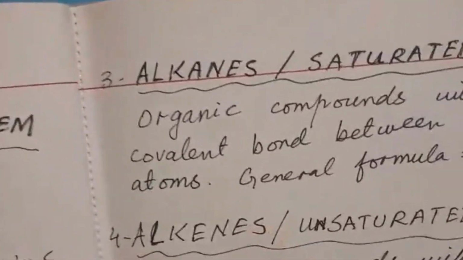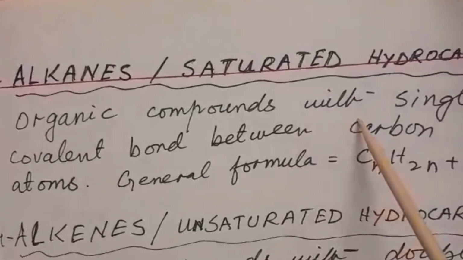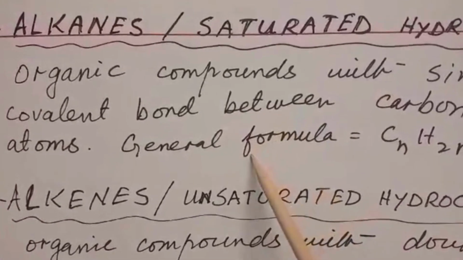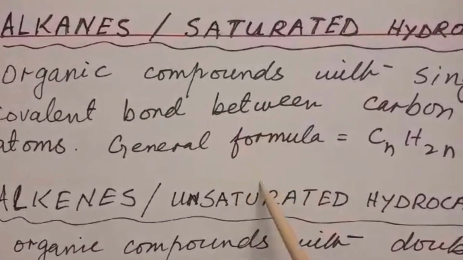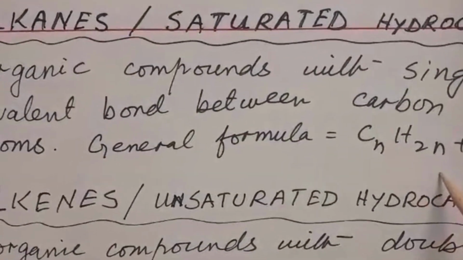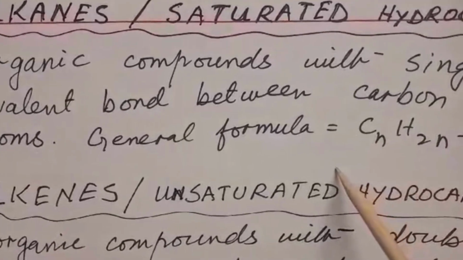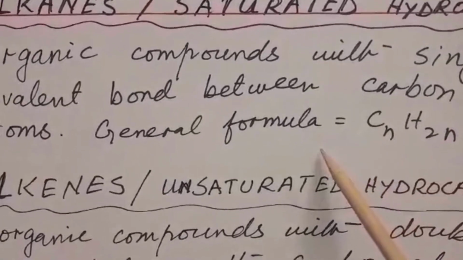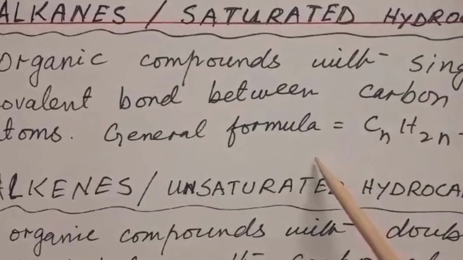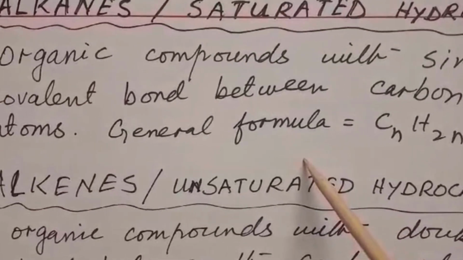Then we have alkanes, which are saturated hydrocarbons. These are the organic compounds with single covalent bond between carbon atoms. Their general formula is CnH2n+2, and the members of the alkane homologous series are: first member is methane with the formula CH4, then there is ethane, propane.